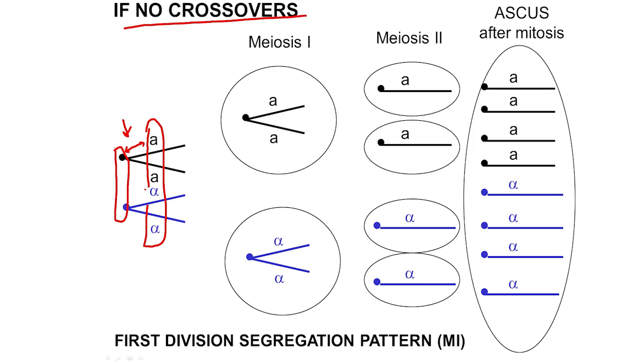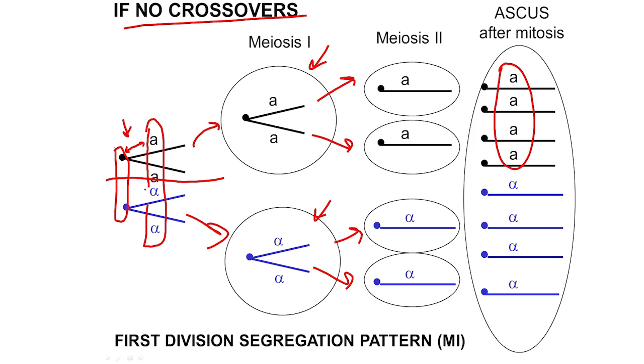So you guys know meiosis. What's going to happen? Meiosis 1 separates the whole homologous pair, right? So now we've got one cell that is haploid already, but it's still AA, and the other cell is haploid, but it's alpha alpha, right? And then what happens in meiosis 2? The sister chromatids separate, right? And so after the mitosis happens, we're going to have an ascus that basically has 4 A's right in a row and 4 alphas right in a row.